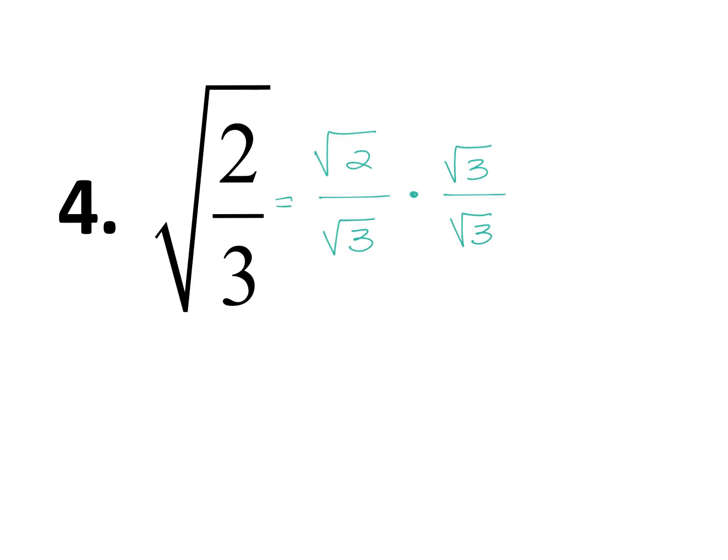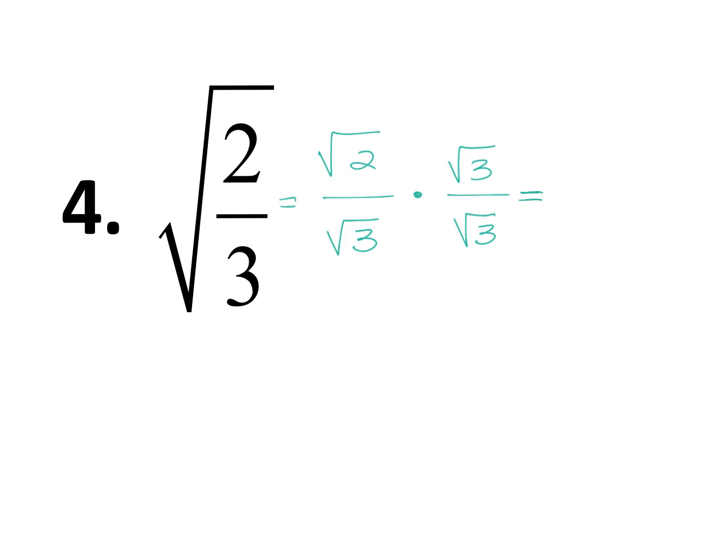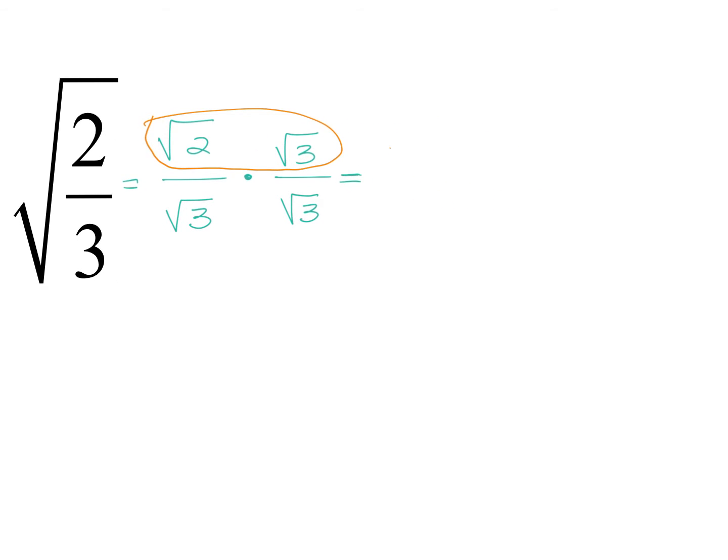So when we do this, what do you get on top? You multiply across here. What is this? The square root of 6. Okay, if you multiply here, what's the square root of 3 times the square root of 3? 3. It's the square root of 9, which is 3, right? So this just simplifies to the square root of 6 over 3.